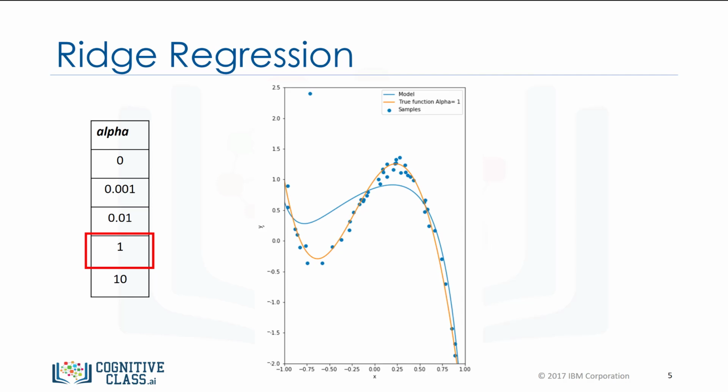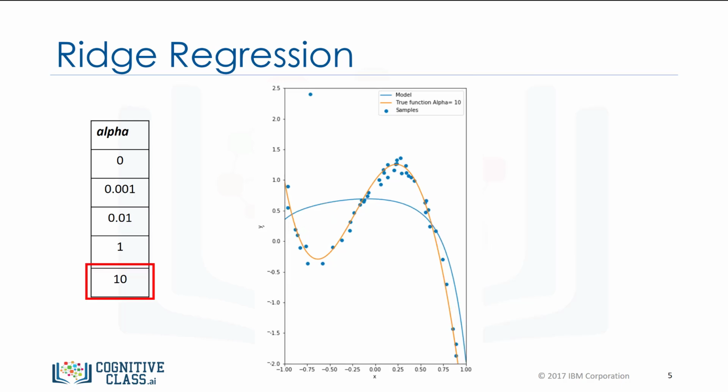When alpha equals 1, we see the first signs of underfitting. The estimated function does not have enough flexibility. At alpha equal to 10, we see extreme underfitting. It does not even track the 2 points. In order to select alpha, we use cross-validation.